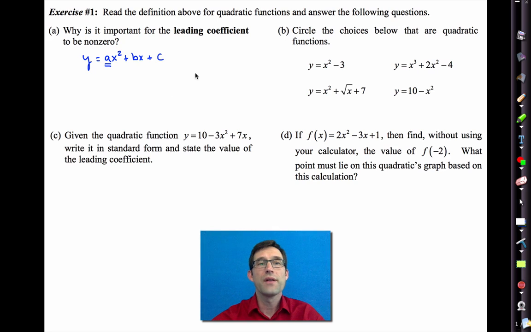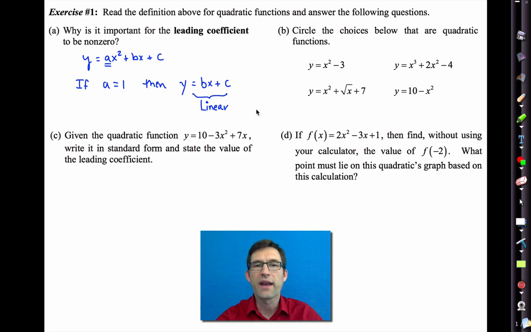Well, let's just consider what would happen if a was 0. If a equaled 0, then that term wouldn't even be there. We would just have y equals bx plus c, and this would then be a linear function. So what makes a quadratic is that it has an x squared in it as its highest powered term.